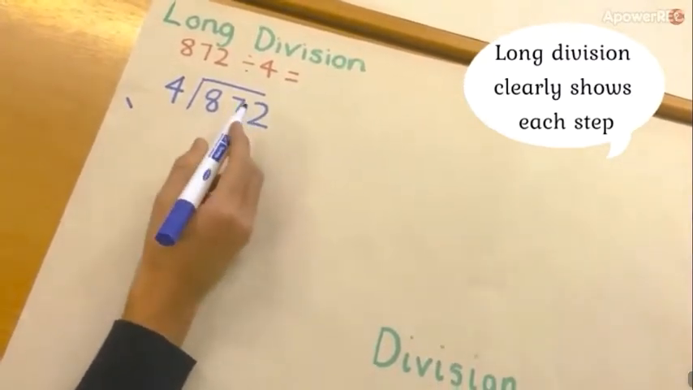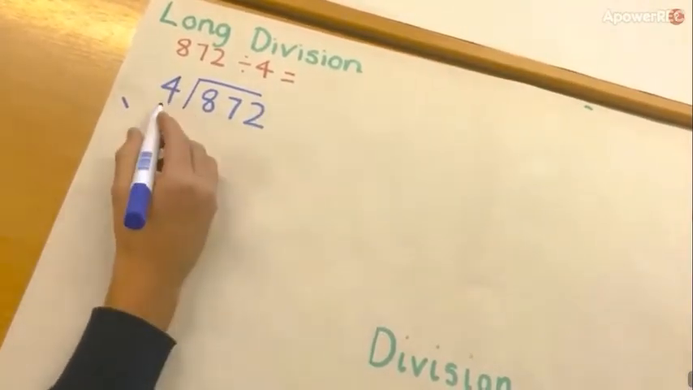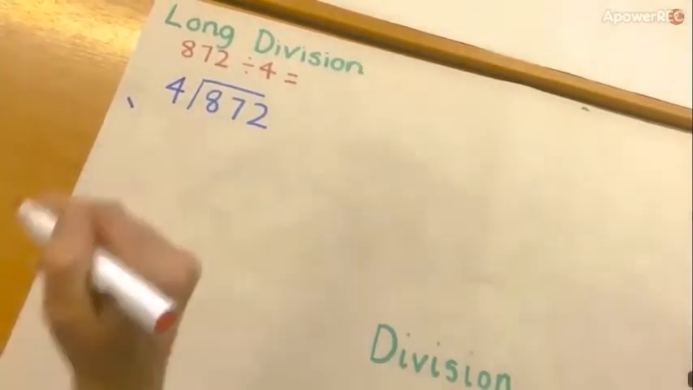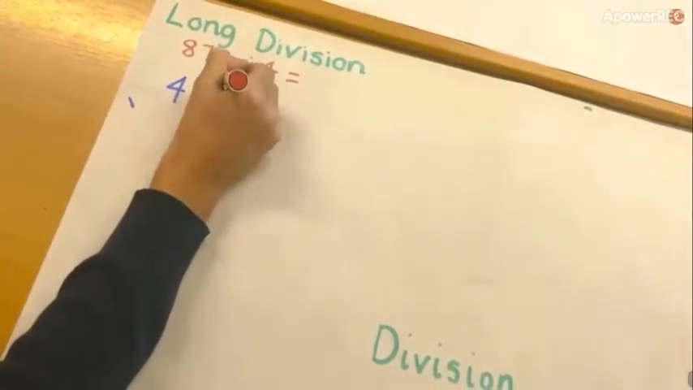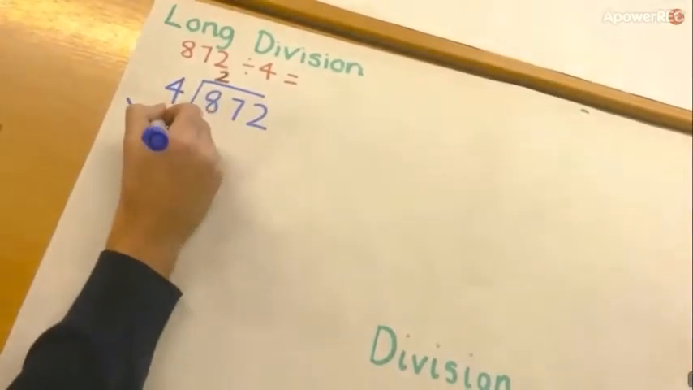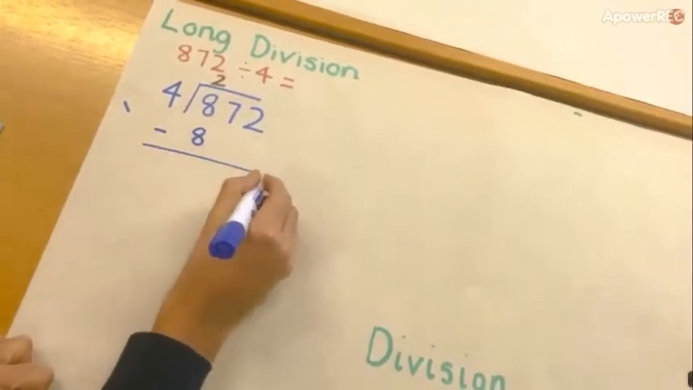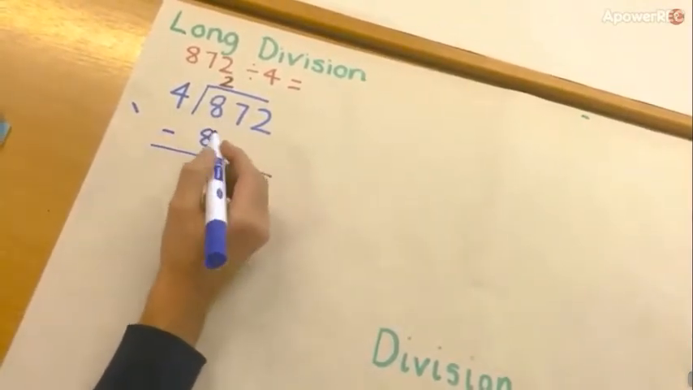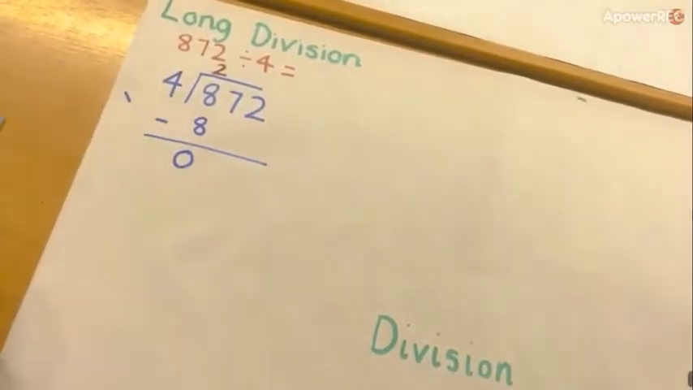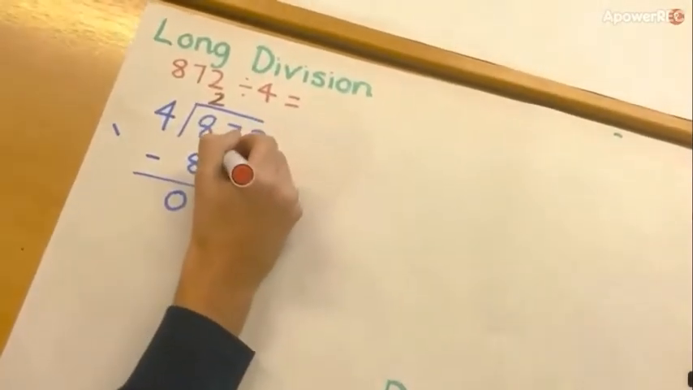Many people would say this is the bus stop method, but we're going to show you the whole long division method. So the first thing we do is, how many 4s go into 8? And the answer is 2, so we write 2 up here. And in this case, we show each step, so we minus the 8 there. And 8 minus 8, because we know 4 goes into 8 twice, so there's no remainder there, so we put the 0 there.